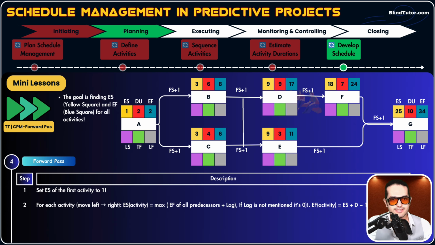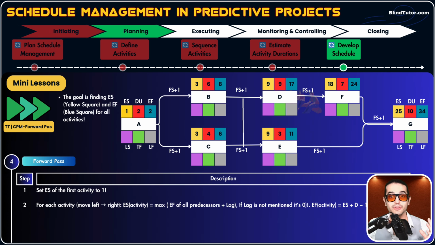Our formula says that ES equals the maximum EF of all predecessor activities. The predecessor of activity B is just activity A. There are no other predecessor activities, okay? So EF of predecessor, EF of activity A, is 2, plus lag. What's lag? 1, because FS plus 1, that 1 is lag. So 2 plus 1 equals 3. Both formula and finger calculation led to number 3 for ES of activity B.